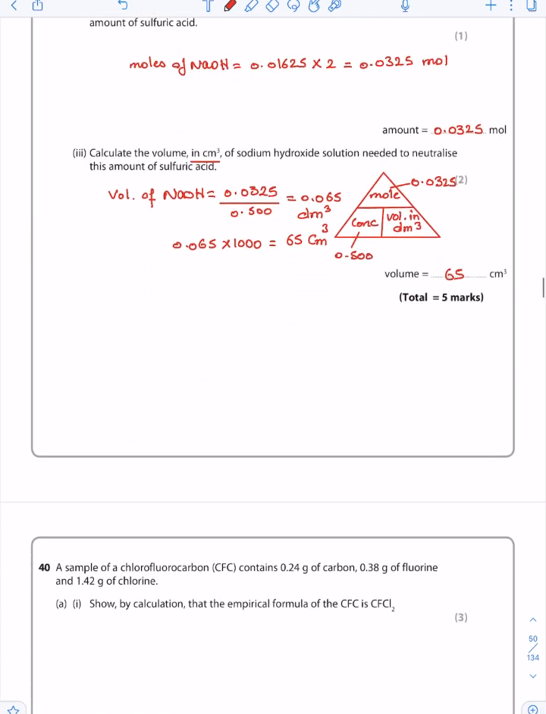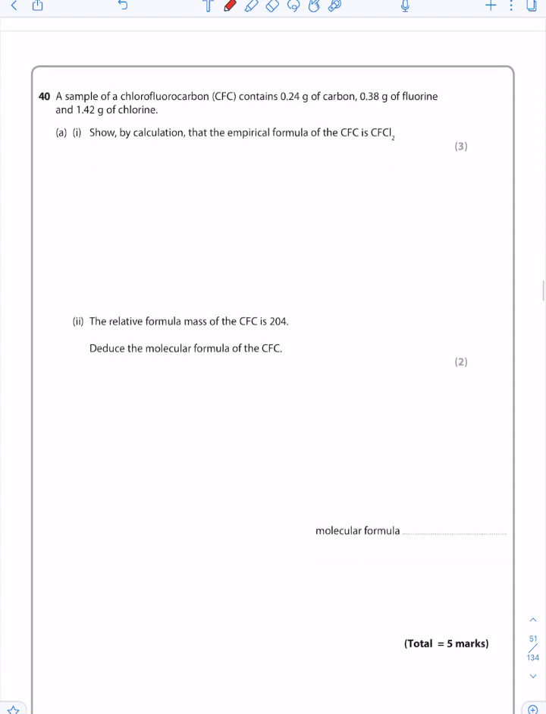طيب عندنا question 40. A sample of chlorofluorocarbon CFC contains 0.24 gram carbon. يبقى الكربون هنا 0.24 grams. 0.38 gram fluorine. يبقى الفلورين 0.38. 1.42 gram chlorine. يبقى الكلورين هيبقى 1.42. يبقى دي كده الماسز. هنعمل converting masses into moles. هنديفايد 0.24 over 12, 0.38 over 19, 1.42 over 35.5.